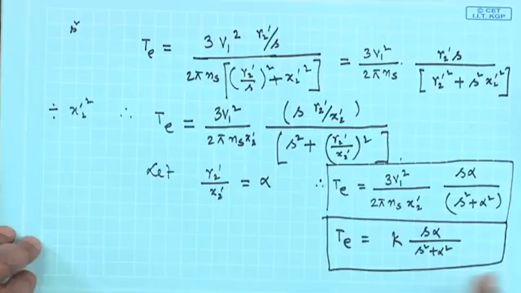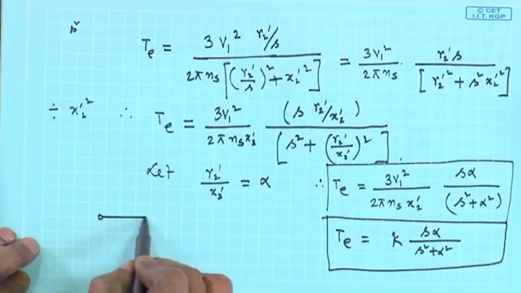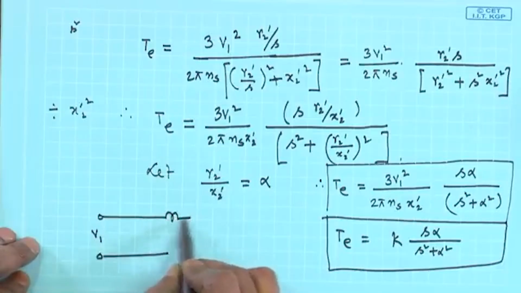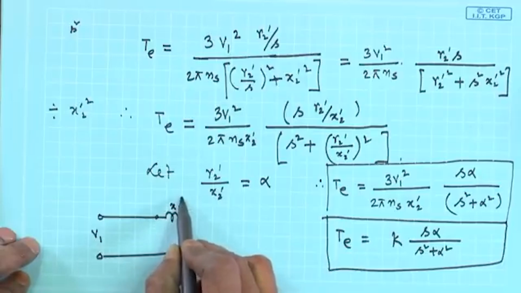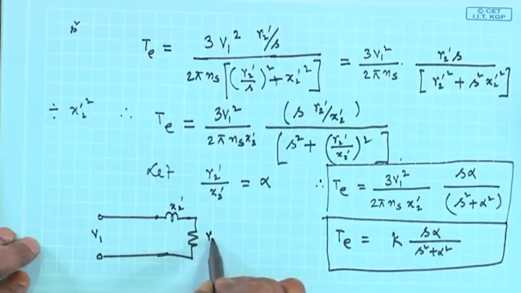Now, in this machine where I have neglected the stator impedance, that is, the equivalent circuit I have assumed, all are not there, the applied voltage is V 1 and here it is only x 2 dashed and this is R 2 dashed by S, is it not?